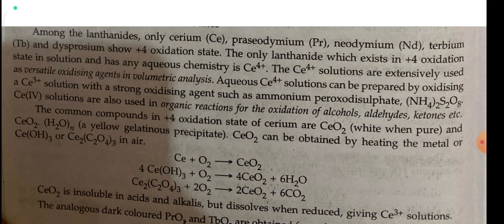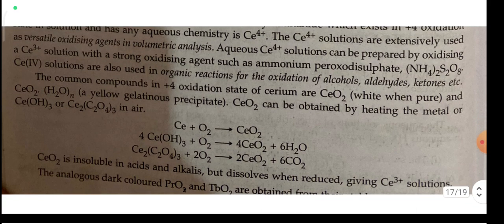Compounds in +4 oxidation state. Among the lanthanides, only cerium, praseodymium, neodymium, terbium, and dysprosium show +4 oxidation state. The only lanthanide which exists in +4 oxidation state in solution and has an aqueous chemistry is Ce4+. The cerium 4+ solutions are extensively used as a versatile oxidizing agent in volumetric analysis.